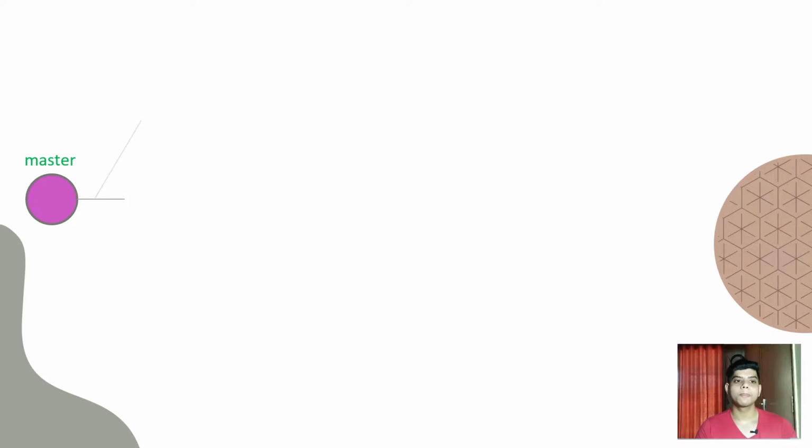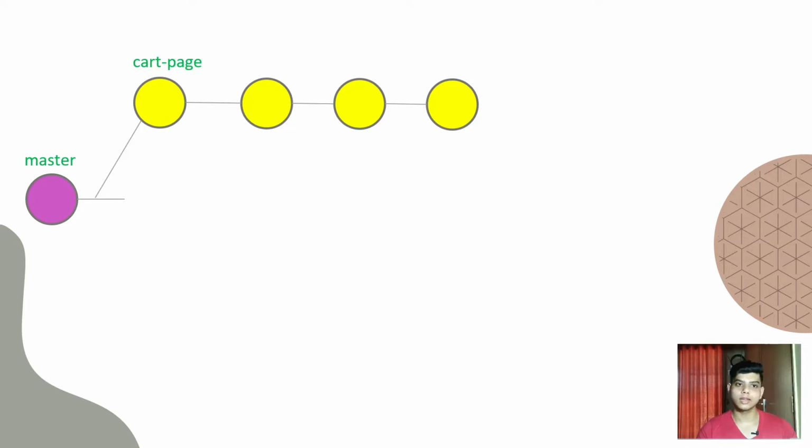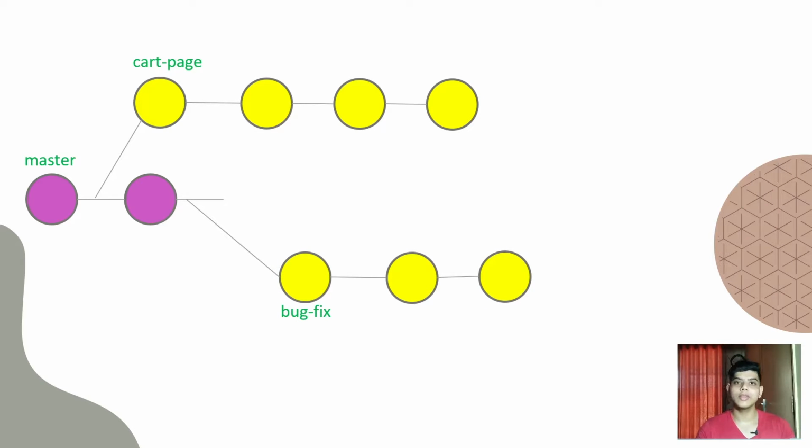Cool. So after that, Rachel was working on the cart page, so she can branch out and work on the cart page like this. Suppose she did some work on that, and then somebody else on master branch did some work like this. And then let's say Joey started his own branch where he was fixing a bug. And then somebody else did some work on master branch.